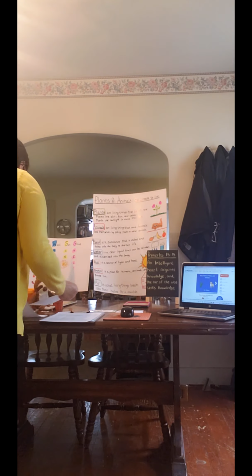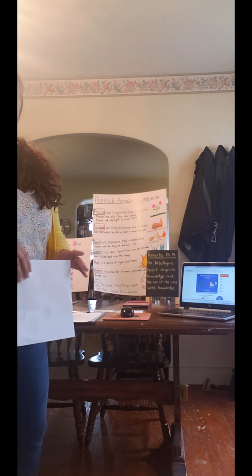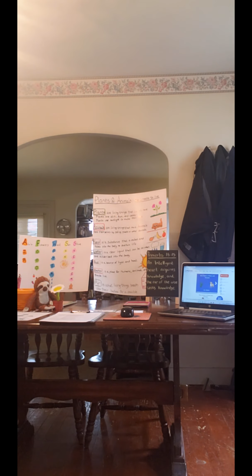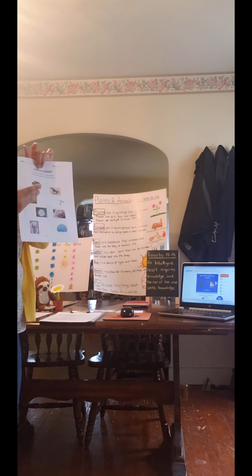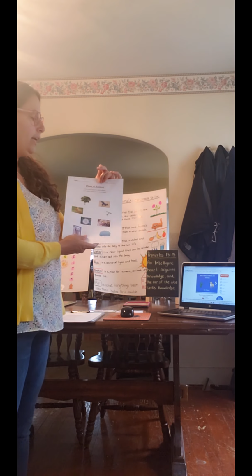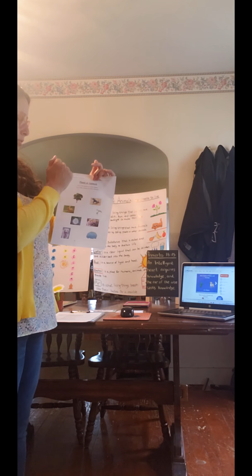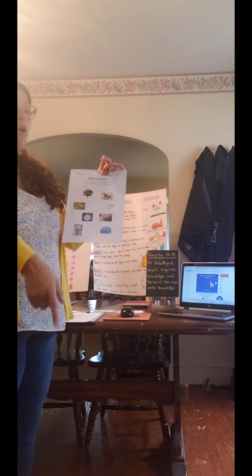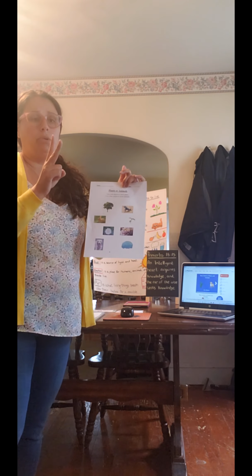Okay, so now if everyone looks in their cubby, you'll see that you have some paper for drawing as well as your activity sheet. The first activity sheet we're working on is plants and animals. We're going to use one red crayon and one blue crayon.